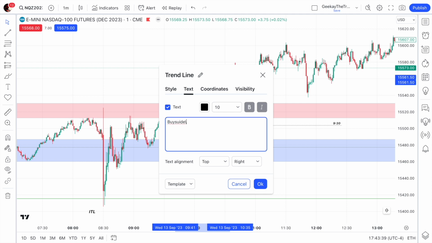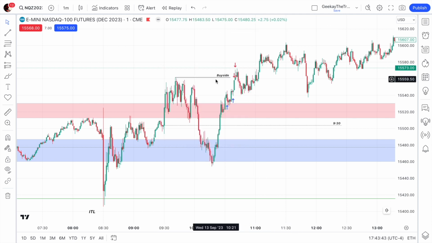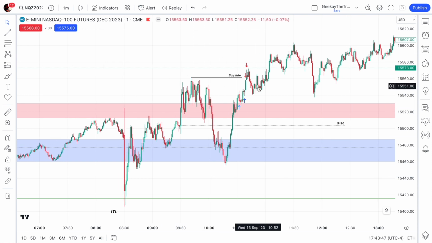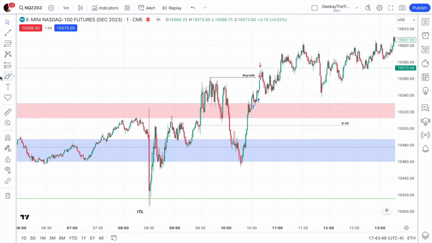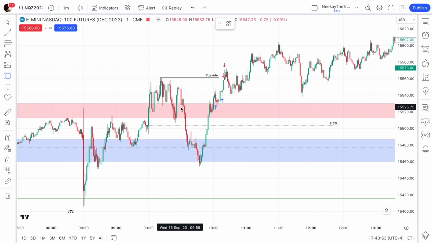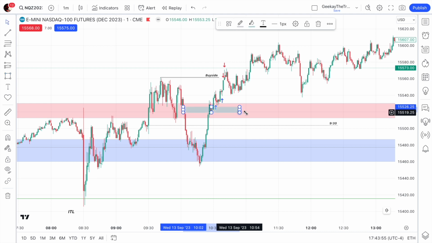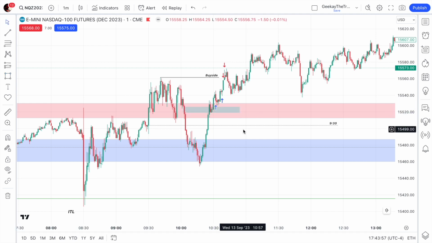So, buy side. Whoa, I don't even know what I was just typing there. Alright, buy side liquidity resting above here for those who are getting short. Go ahead and mark up this inversion gap. Alright, so boom.